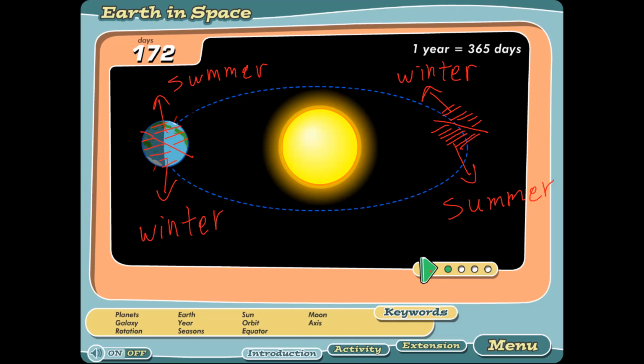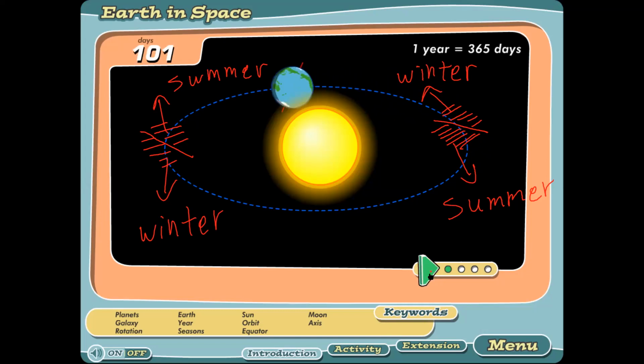After 6 months, or after half of the year, when the Earth moves from this position to this position, this half is inclined toward the sun, so they have summer, and this part is inclined away from the sun, so they have winter. Let's move. So, while the north hemisphere has winter, the southern hemisphere has summer.